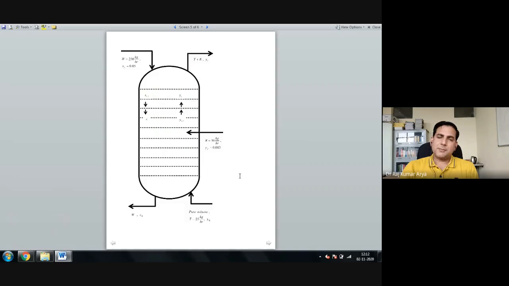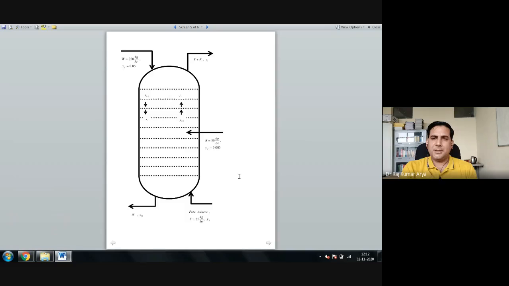Mass balance is a simple concept, so don't get confused with this. Just add whatever is coming in, and it needs to be balanced with whatever is going out. Where it is coming from and how it is coming, that's not the concern. Okay.